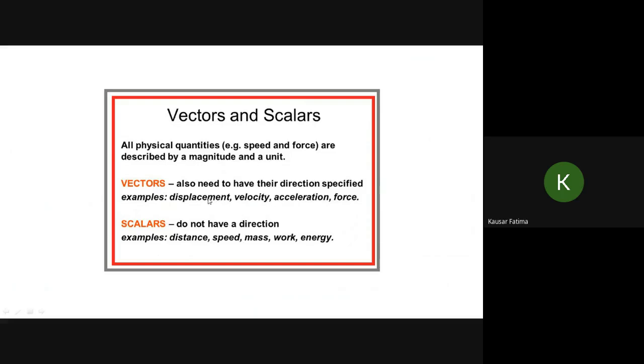Of course, weight is a force and weight acts vertically downward. Force may act in the forward direction, backward direction, eastward, northward. So force is a vector quantity; velocity and acceleration are also vector quantities, so they have direction to be mentioned. Scalars do not need direction to be mentioned. Distance, mass, time, energy, etc., are all scalar quantities.